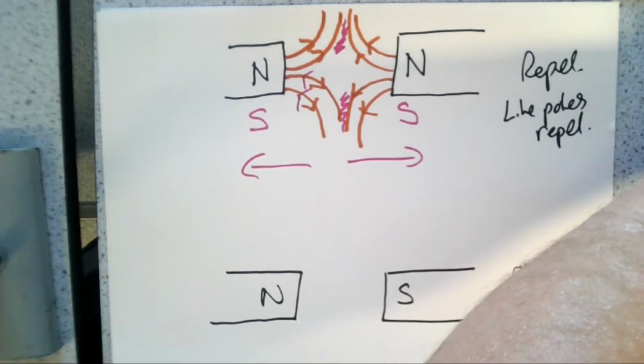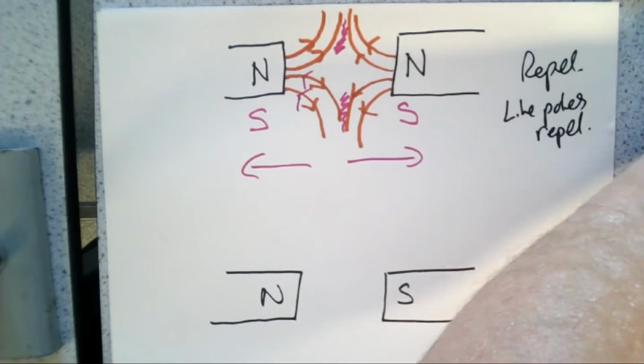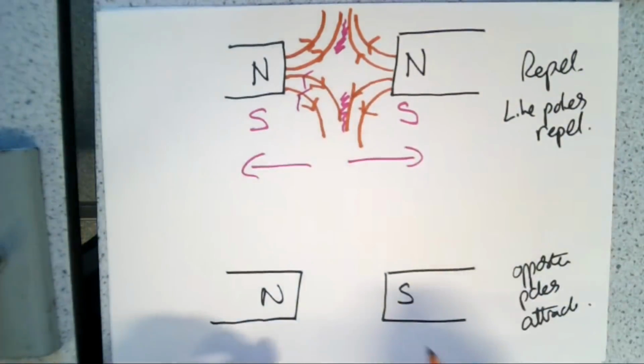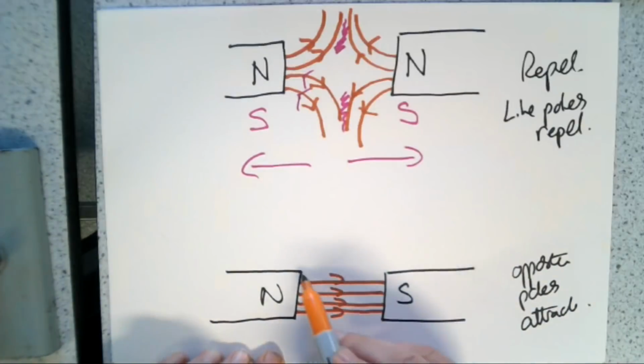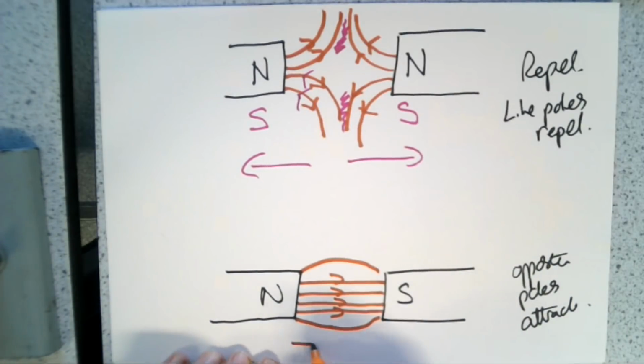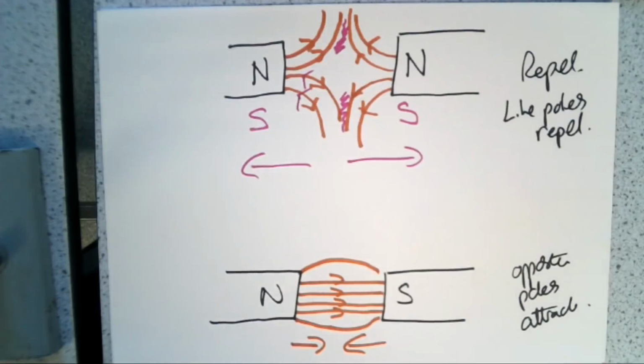All right, and this time what we're showing is that we've got some lines that go straight across. So I'm going to put there. Okay, and we've got some that go like that, and they're pulling the magnets together. Okay, and that's a strong attraction. All right, so we've got our north and our south pole there.